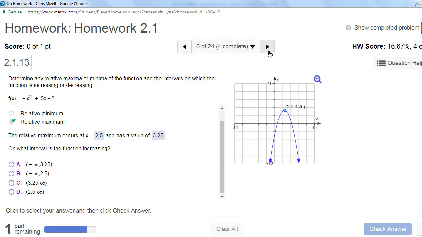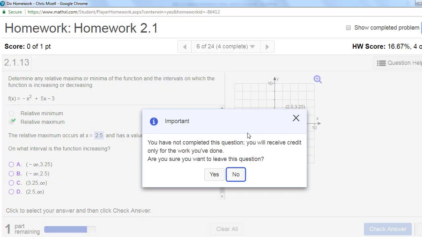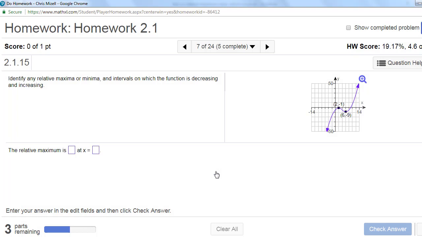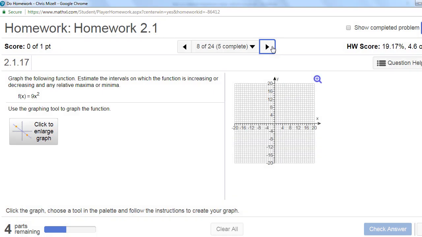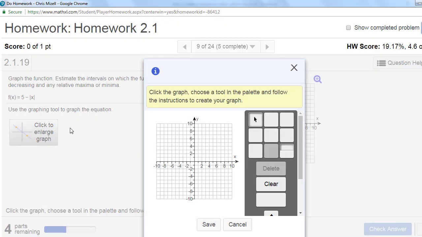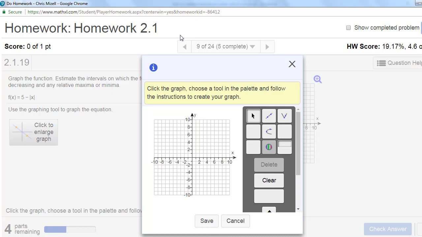And then it's going to ask where it is increasing, where it is decreasing, but I'm going to go ahead and move on. A little bit more of this. I think it's easy enough to know what it's asking for there. I don't think we need to take our time with that. Graph the function. It's going to be a parabola. That shouldn't be too much trouble. Estimate. I'm curious how the graph is going to work, though. Choose a tool from the palette.